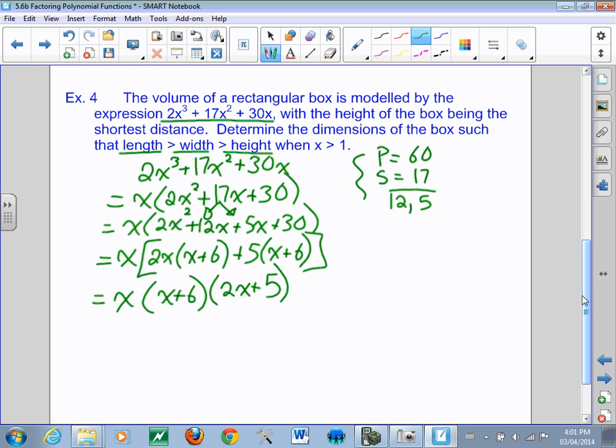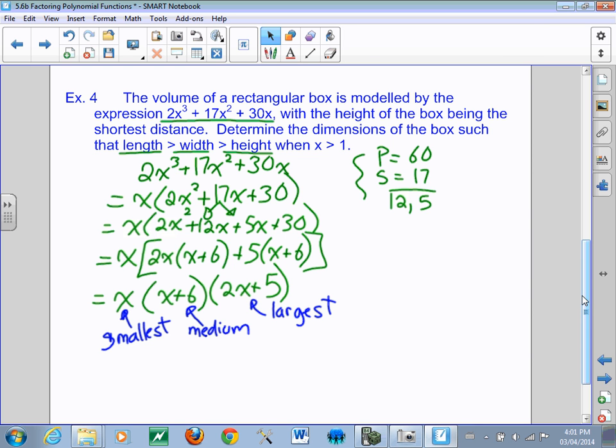All right. So now we need to figure out which one's the biggest expression. Okay? Well, this looks to be the largest. Okay, when we're taking a look at our dimensions, we know that this is the smallest. And this is going to be medium. Okay, so we just have to relate back to what the question said. It said that the length was the largest, so this is going to be the length. The width was the medium, so that's the width, and that's the height.